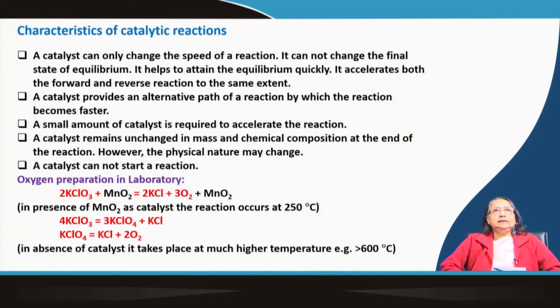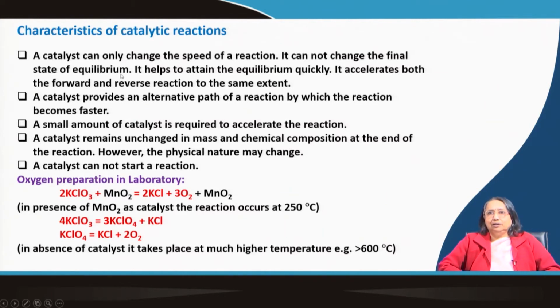Now, the characteristics of a catalytic reaction. What is the characteristic of a catalyst? That we have to discuss. A catalyst can only change the speed of a reaction. A reaction speed is only changed by a catalyst. It cannot change the final state of equilibrium. Okay. So, it cannot change the final state of equilibrium.